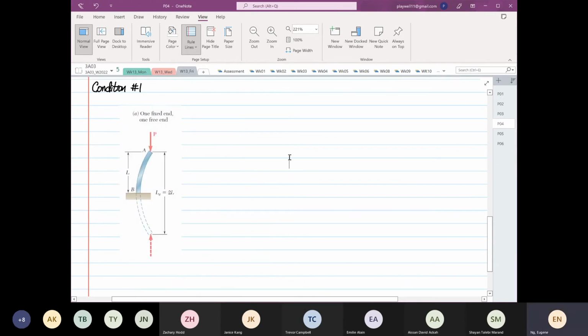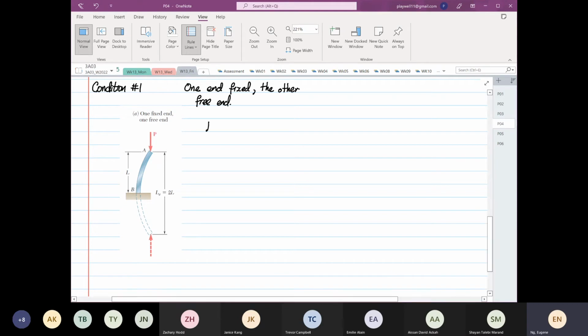So condition number one, what you see is one end is fixed. So I'll write here, one end fixed. Right? And the other is what we call the free end. Like how this beam has been held. Okay.